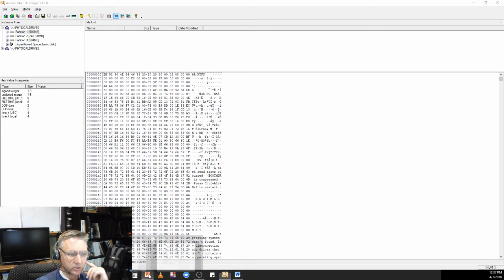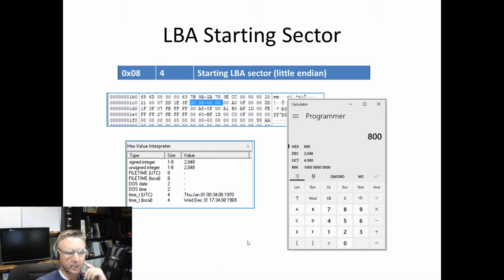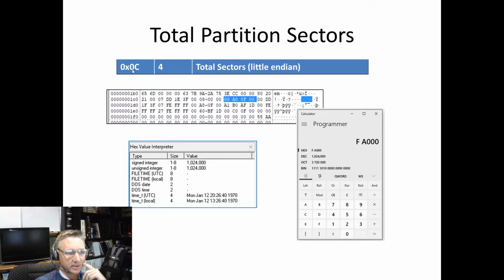Now we just need to go down here one more time. Let's see what these last 4 bytes are. Last 4 bytes, the total sectors in little endian. So again, if we were to highlight this block and look at it in FTK Imager or go to the hex value interpreter, it would tell us that there's just over a gig. No, a megabyte. No, those are sectors. Total sectors. So a million sectors.